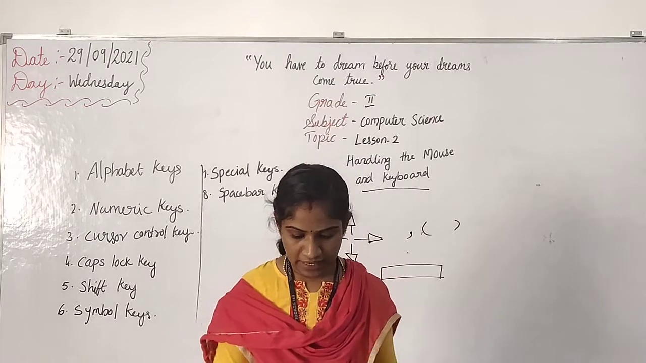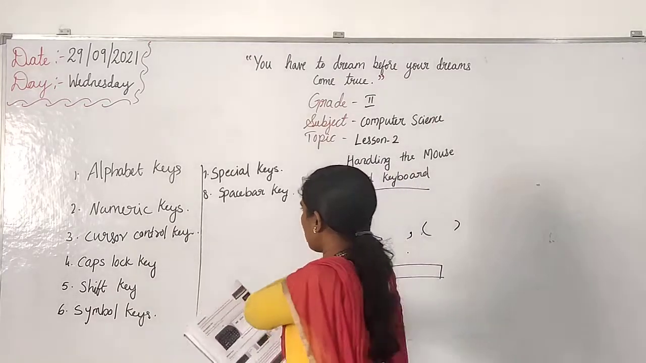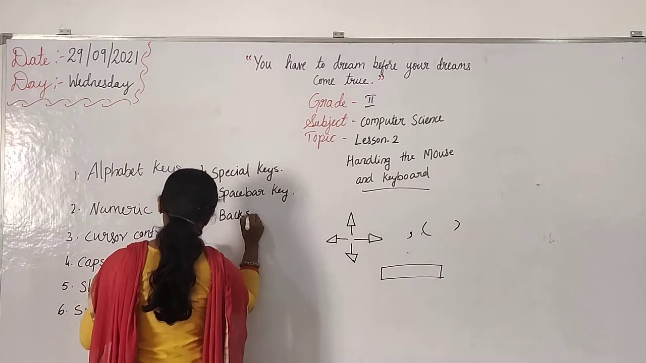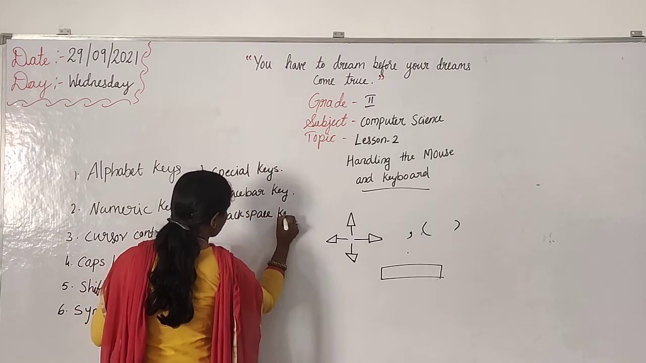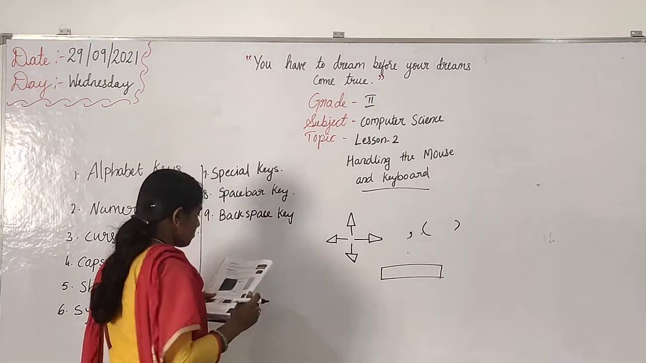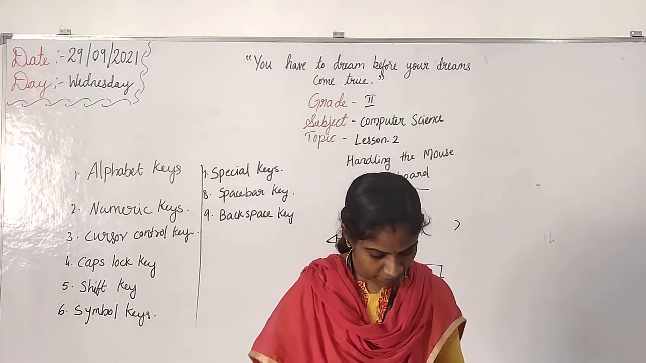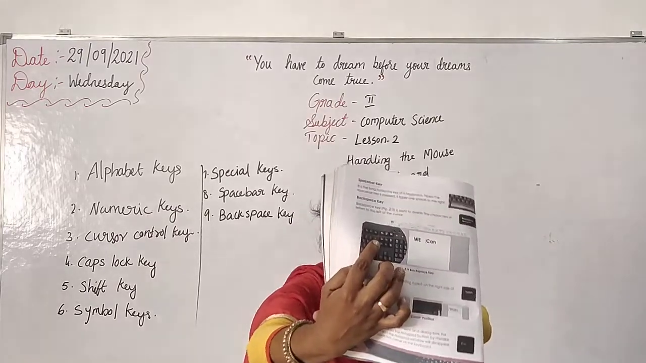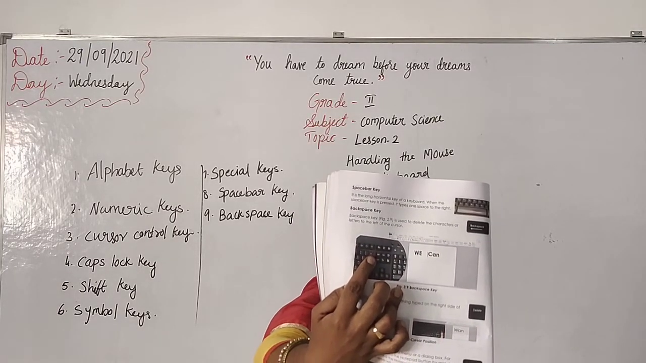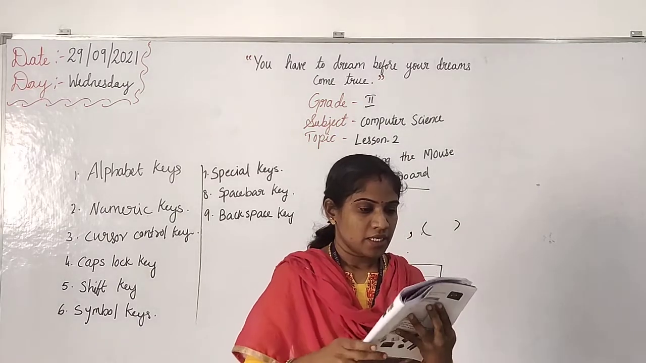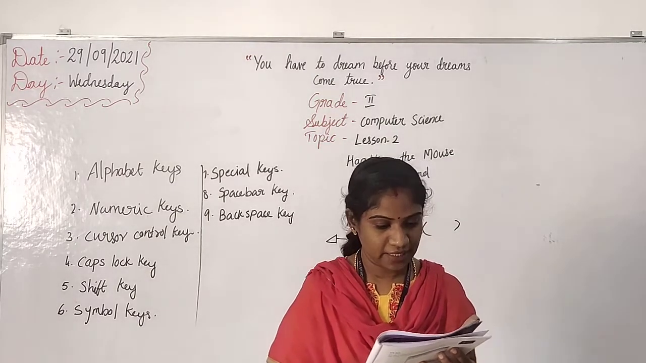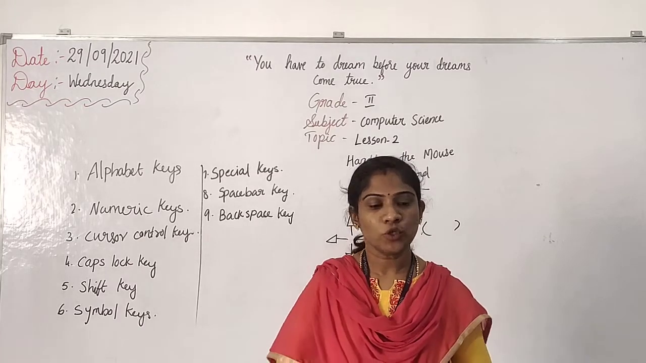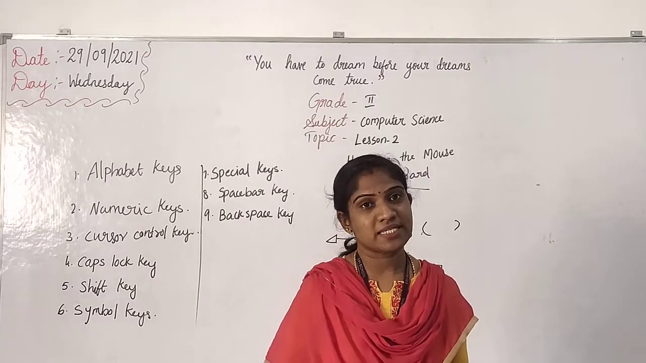Then next we have the backspace key. See in your textbook, children. It is used to delete the characters or letters to the left of the cursor. If you want to delete, you press the backspace key.